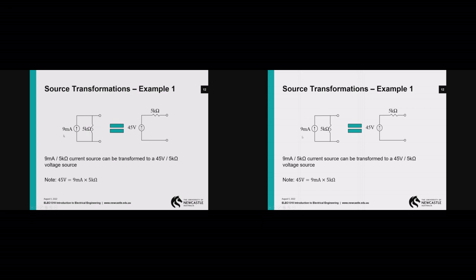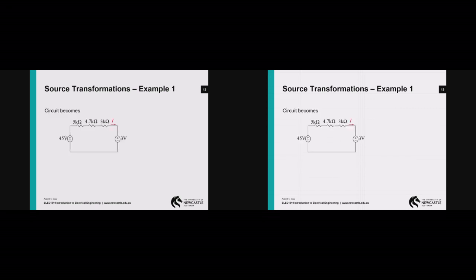So our source transformations say that that is exactly the same as that from the perspective of those 2 terminals. To make them equivalent, all I had to do was make sure that the resistances stayed the same and the voltage value is equal to the current times the resistance. So I've transformed my current source into a voltage source. Now, why is that helpful? Because I can redraw the circuit and make it look like that.